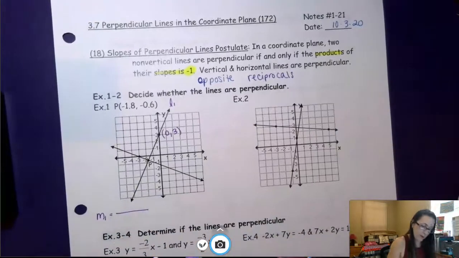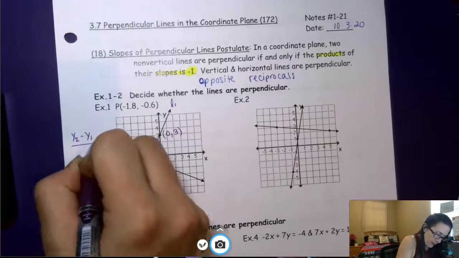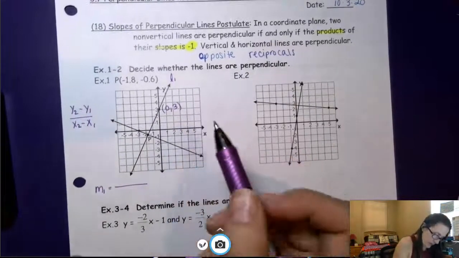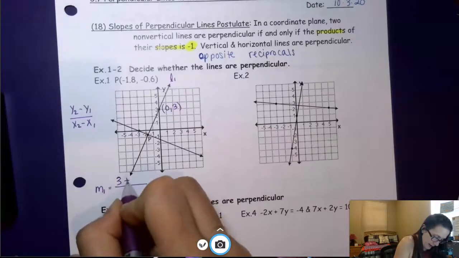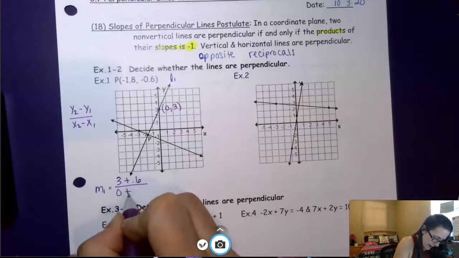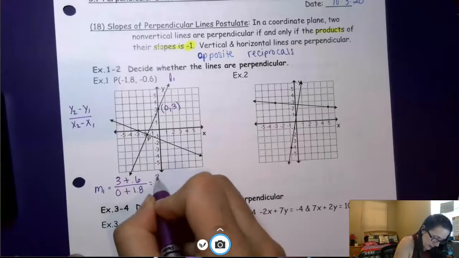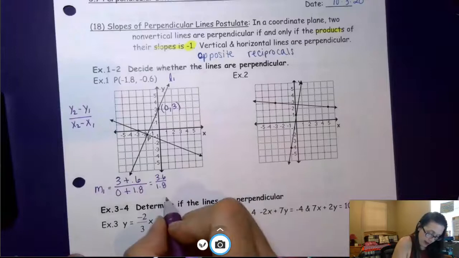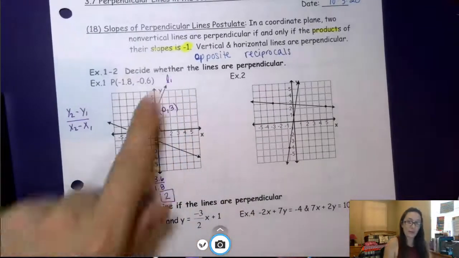if you remember the formula for slope, it is y2 minus y1 over x2 minus x1. So I'm going to start here with 3, minus the negative makes it a plus 0.6. I'm going to start with 0, minus the negative makes it a plus 1.8. Here I get 3.6 over 1.8. That's exactly half. So I divide that and I get a 2. So the slope of this first line is 2.